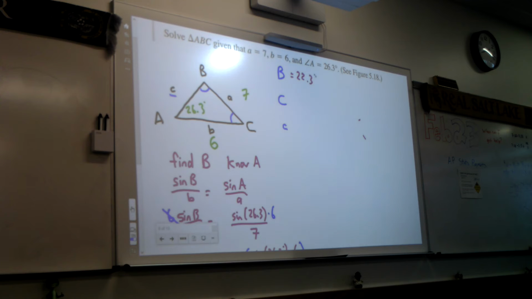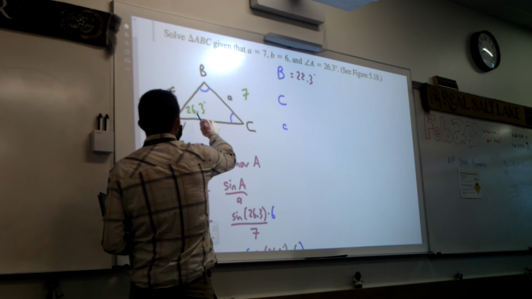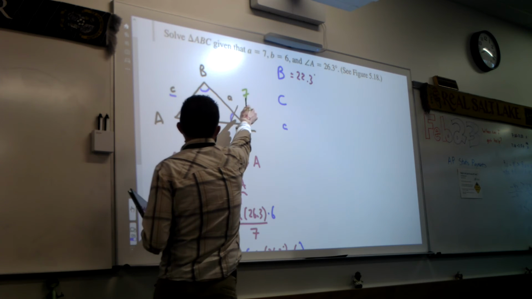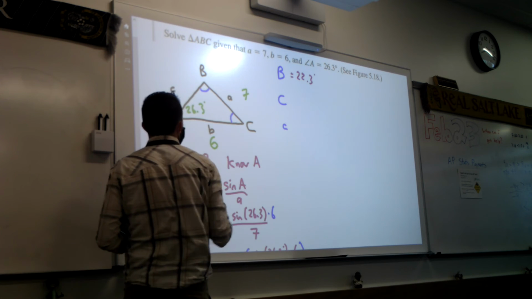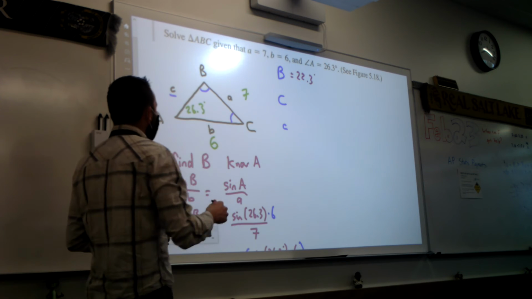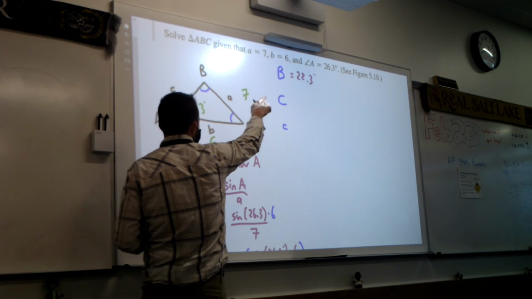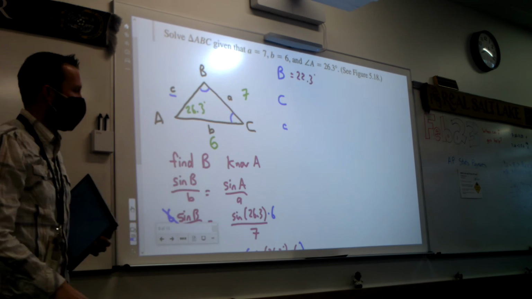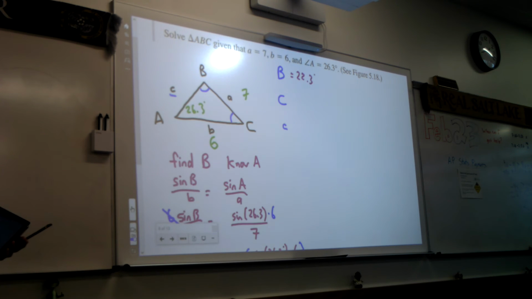Now, I know our picture's not drawn perfectly, but if angle A is 26.3 and its opposite side is 7, and side B is 6, so do we expect angle B to be bigger or smaller than A? Smaller, because side A is 7, and so this angle needs to be a little smaller to make that 6. 22.3 is a little bit smaller than 26.3, right? So that makes sense. Okay, so now we found angle B. It shouldn't be too hard to find angle C from here. What are we going to do on that one, Tara?